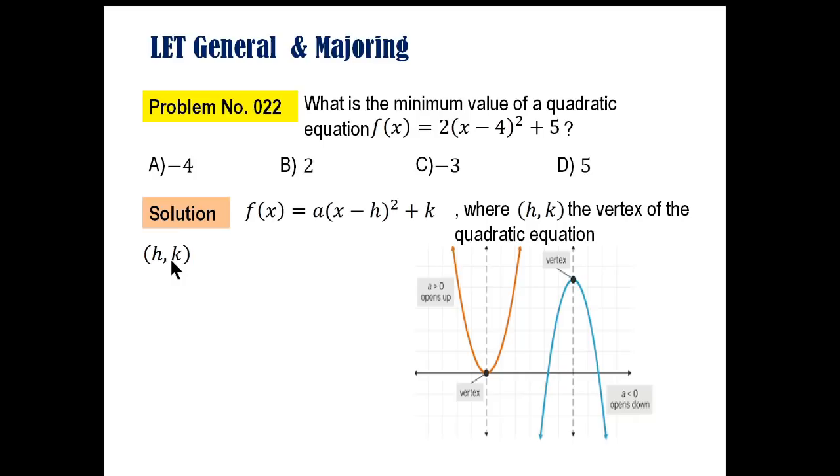So we will find the vertex of this quadratic equation. It is equal to (4, 5). For h, if it is negative, change it to the opposite sign, that's positive 4, and then 5. So the minimum value is 5. Meaning the minimum value of a quadratic equation in vertex form is k. So the correct answer is letter D.